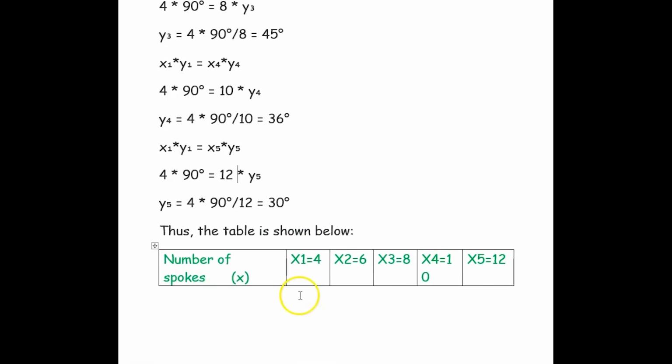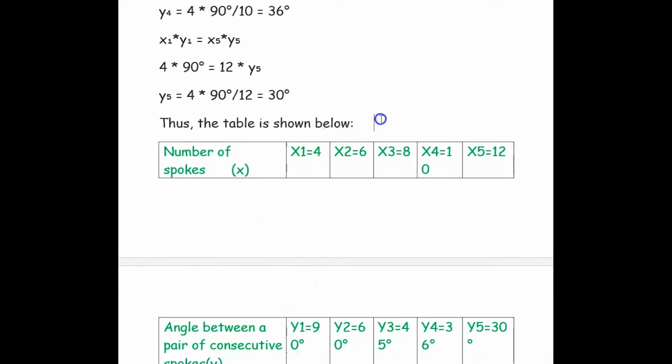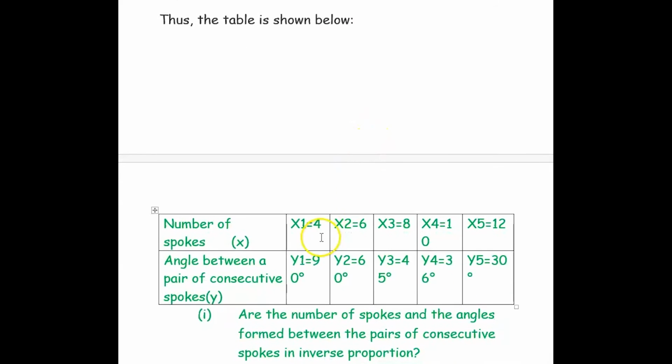So now let us fill this table by writing all the values corresponding to the angle between the spokes. For 8 spokes, it's 45 degrees. If the number of spokes is 10, then the angle between a pair of spokes is 36 degrees. And if it is 12 spokes, then the angle between the spokes is 30 degrees.